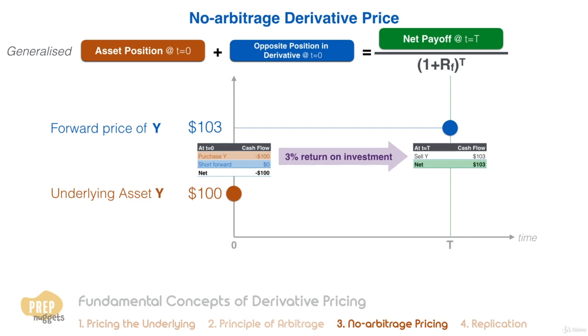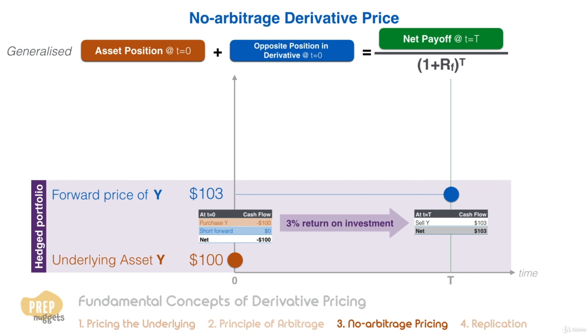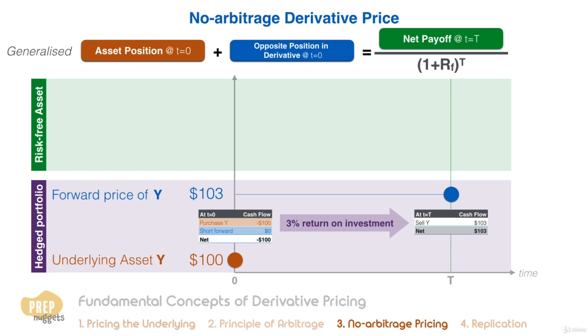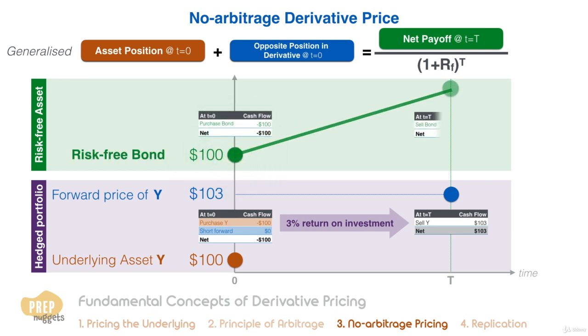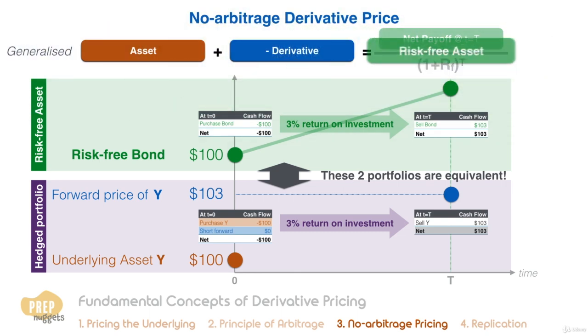Now, going back to our example, do you realize that the cash flows and risk characteristics of this portfolio are exactly the same as a risk-free bond? In both instances, the investor places $100 at time zero and gets a return of the 3% risk-free rate after 1 year. In other words, an asset and a derivative on the asset can be combined to produce a position equivalent to a risk-free asset.